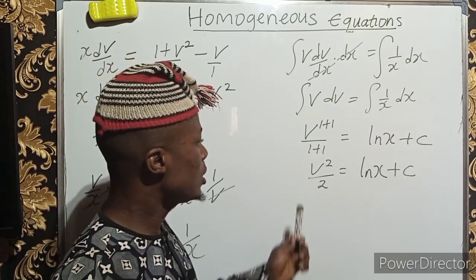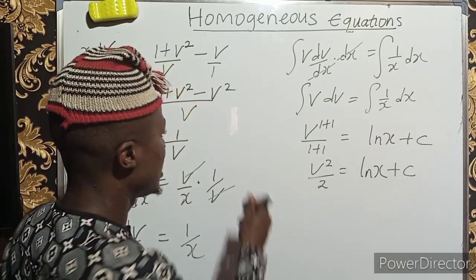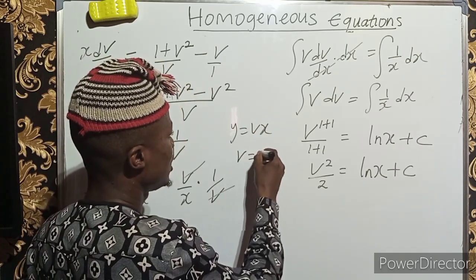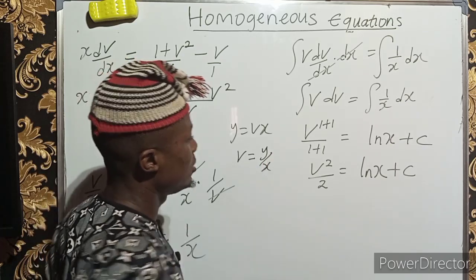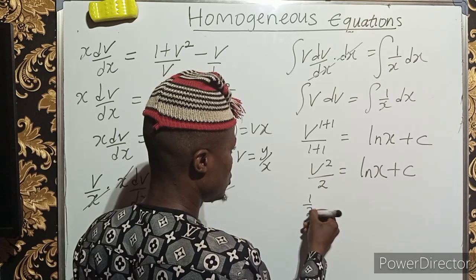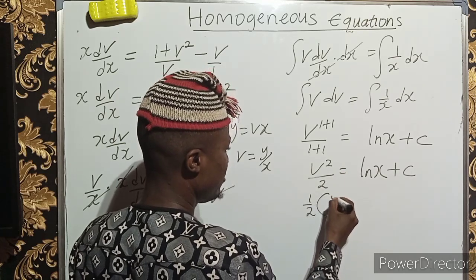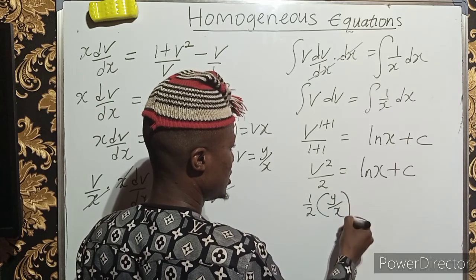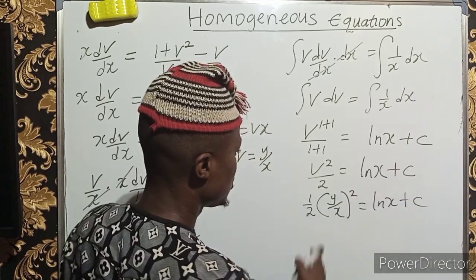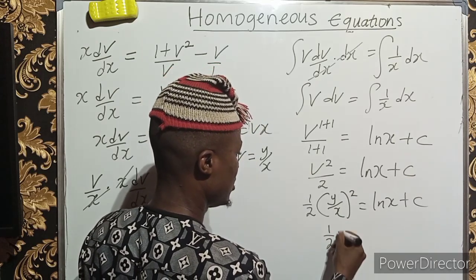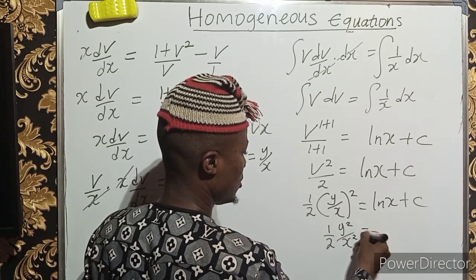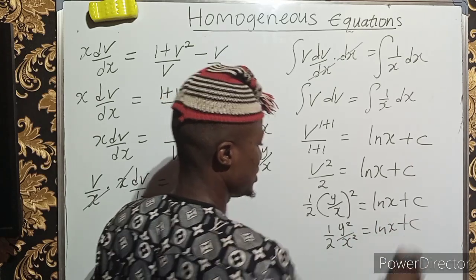Now, in the beginning, we said that y is equal to vx, which means v is just y all over x. That's the value of v. So I'll substitute it here. I'll have 1 over 2 into v squared. And my v squared is just y over x all squared equals ln x plus c. So this is half y squared over x squared equals ln x plus c.